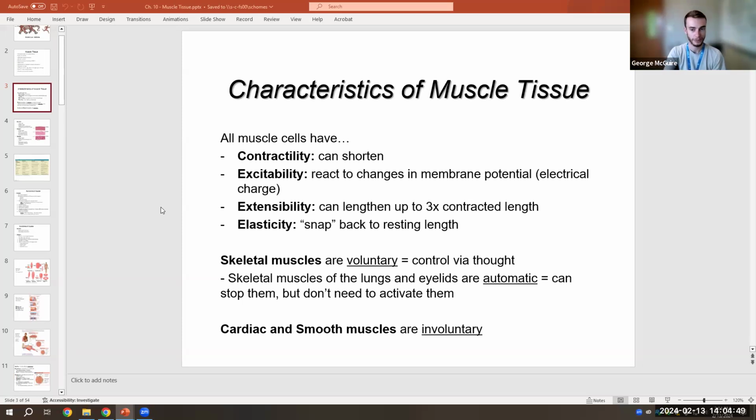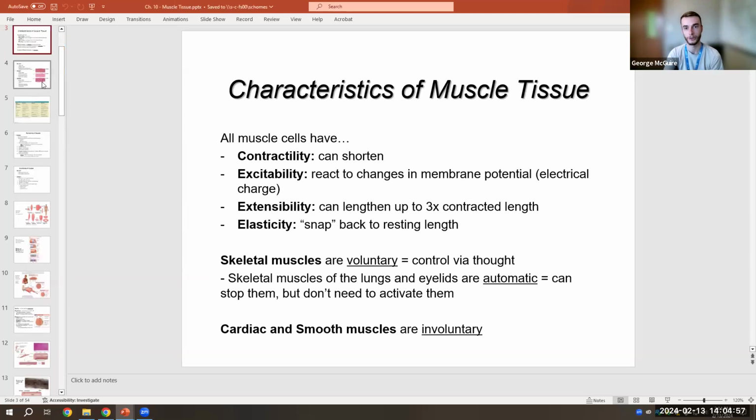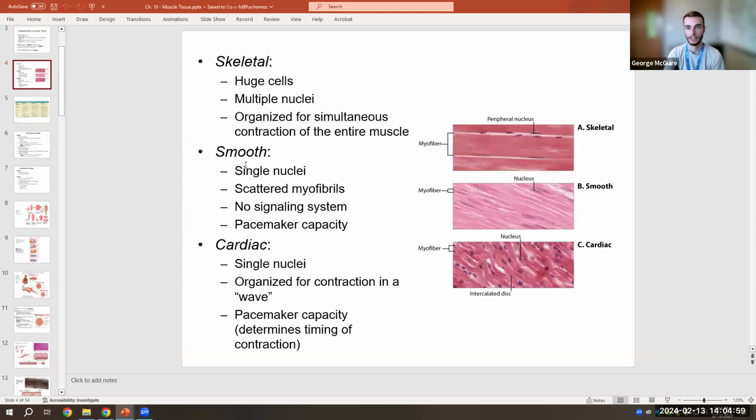But then our other two examples of muscle tissue, cardiac and smooth, they are both involuntary. We do not have any direct neural control of those muscles. They are acting on their own. And so we already looked a bit at the structural differences of those three muscle tissues with skeletal, smooth, and cardiac, but we'll review that again here.